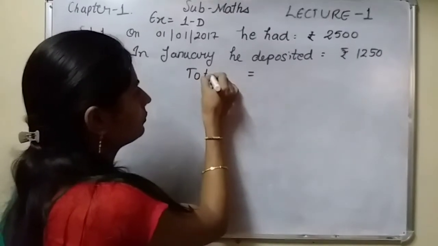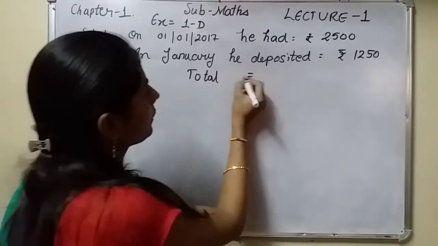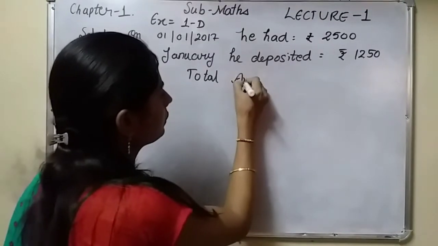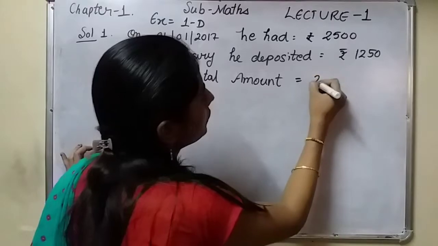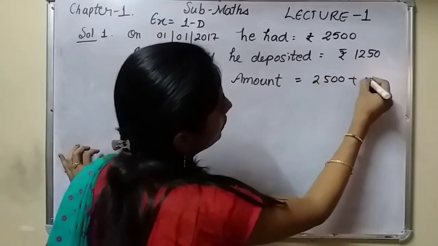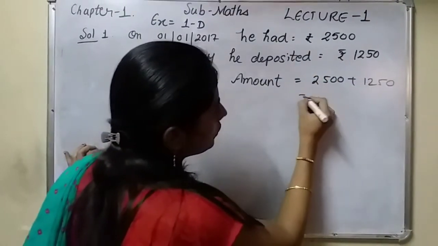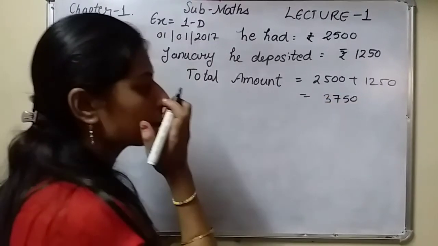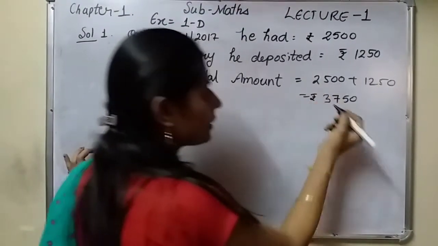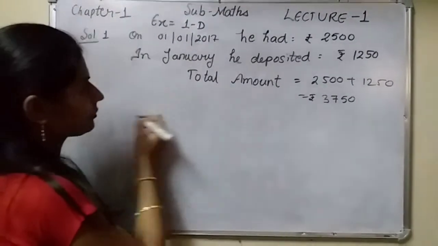Now what is the total amount he had in January? Total amount is equal to 2500 plus 1250 is equal to 3750. 3750 rupees he had in January.